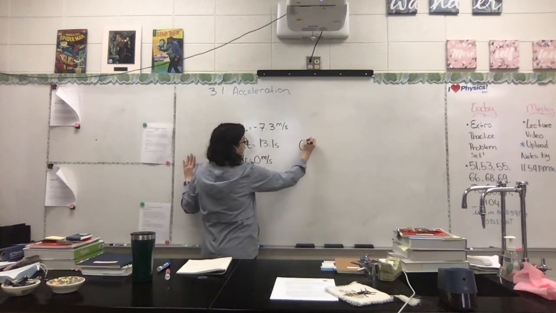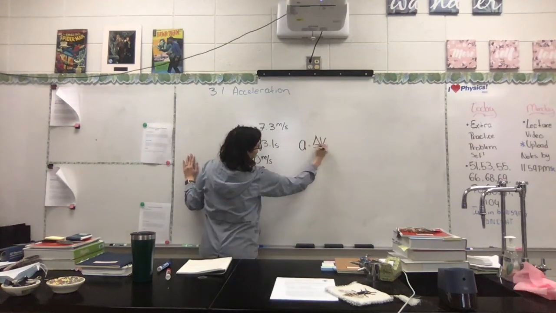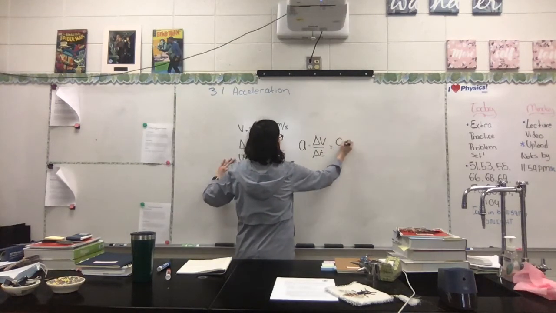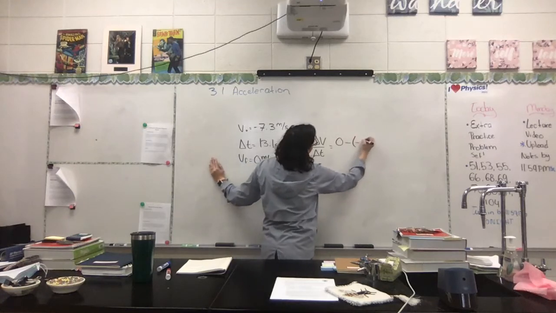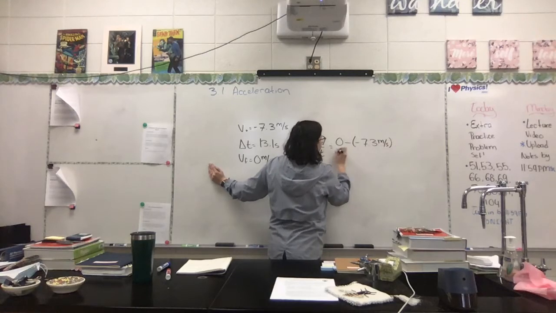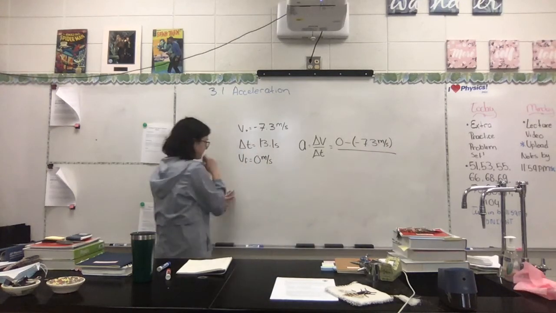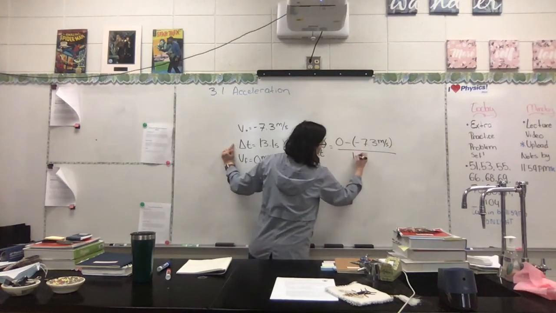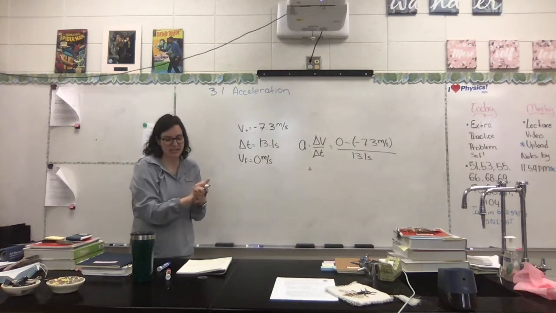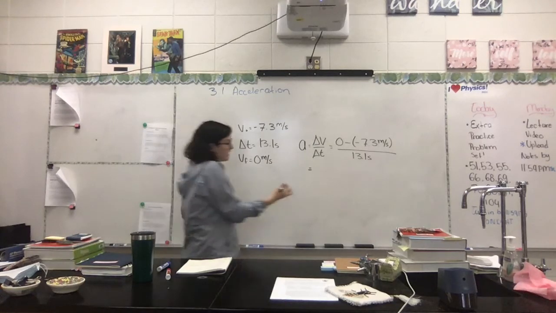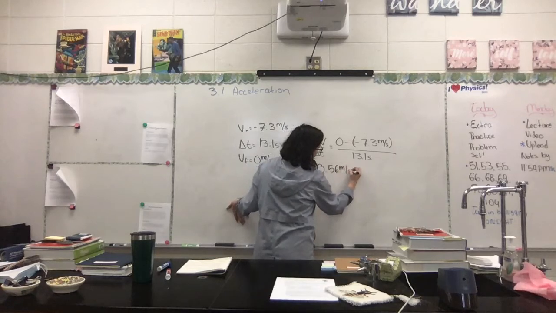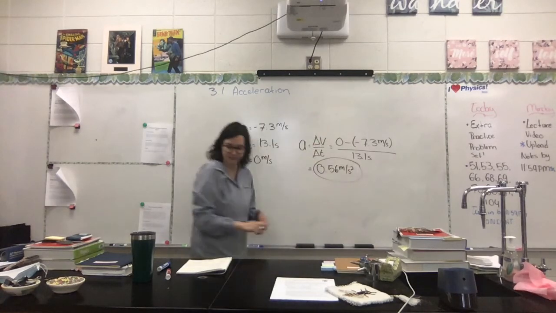Well, once again, we know that the acceleration is equal to delta V over delta T. We're stopping at 0, so it's going to be 0 minus negative 7.3 meters per second divided by 13.1 seconds, okay? When you type that into your calculator, you should get that the acceleration here is equal to 0.56 meters per second squared, okay?